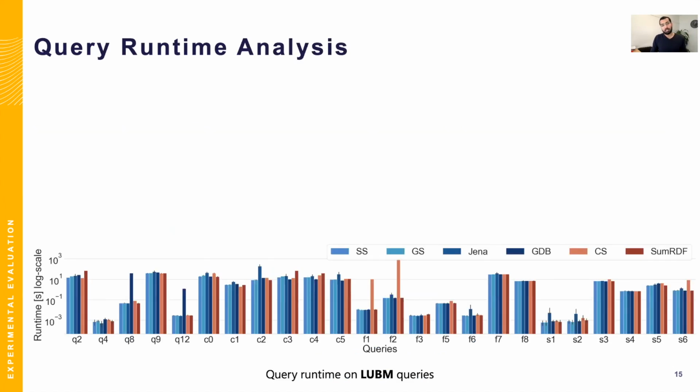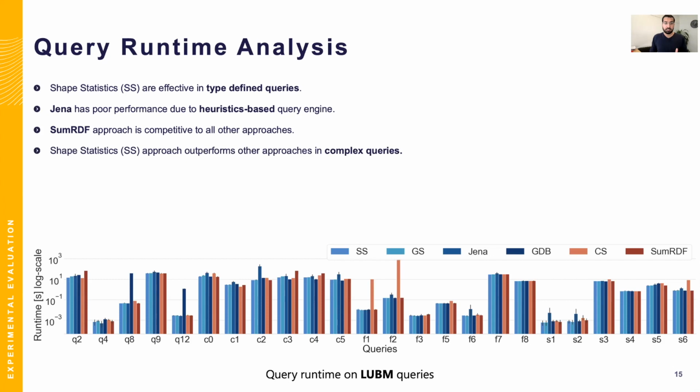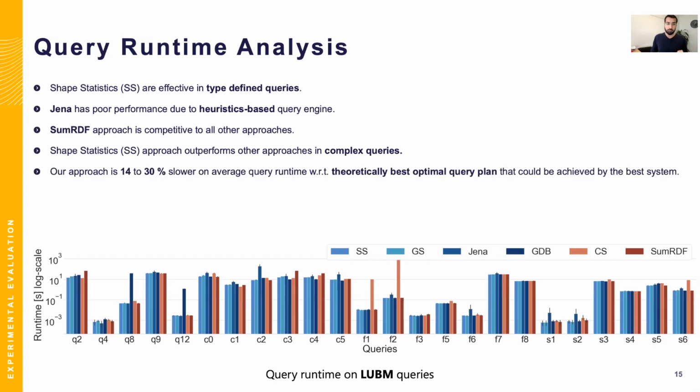For the query runtime analysis, we see that the shape statistics are effective in type-defined queries, and Jena has poor performance overall due to its heuristics-based query engine. The SumRDF approach is competitive to all other approaches, and the shape statistics approach outperforms other approaches, mostly in complex queries. Also, we noticed that as compared to the theoretical best optimal query plan, which could be produced by a best system, our approach is only slower overall by 14 to 30%.